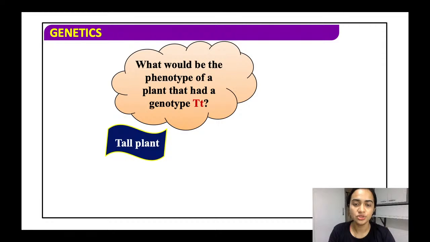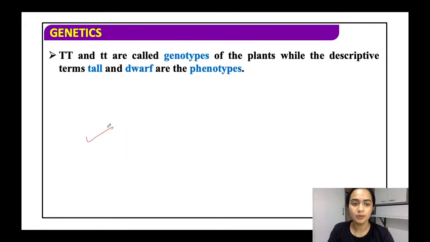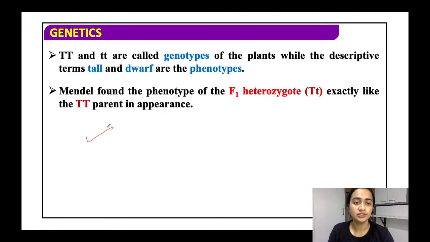What would be the phenotype of a plant that had a genotype T and T? I hope this concept is clear. As I told you always, the dominant trait is expressed, so the answer will be a tall plant. So the capital T and the small t, or the tall and the dwarf, are called genotypes of the plant, whereas the descriptive terms tall and dwarf are the phenotypes.